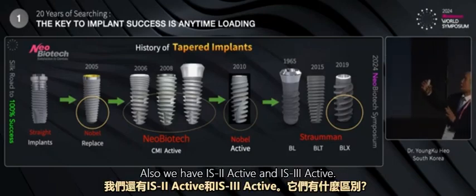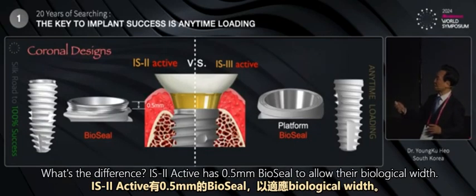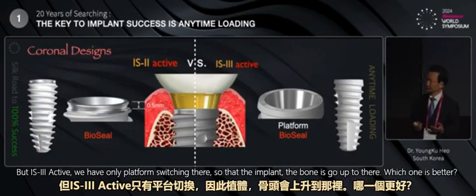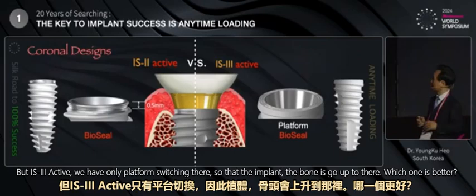And also we have IS2 active and IS3 active. What the difference is, IS2 active has a biocell, like this 0.5 millimeter biocell, to allow the biological width. But the IS3 active, we have only that platform switching there, so that the bone goes up to the implant there.